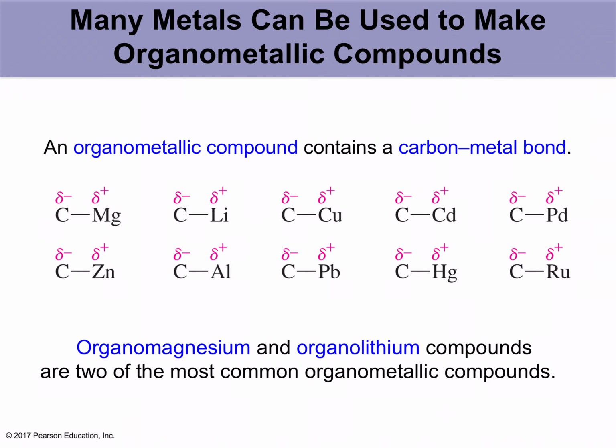Many metals can be used to make organometallic compounds, and these are some of them: magnesium, lithium, copper, cadmium, palladium, zinc, aluminum, lead, mercury, ruthenium. They all can make a carbon-metal bond, and we call them organometallic compounds. Organomagnesium, the one written first, and the organolithium compounds are two of the most common organometallic compounds. I have worked with both of these and they work beautifully.